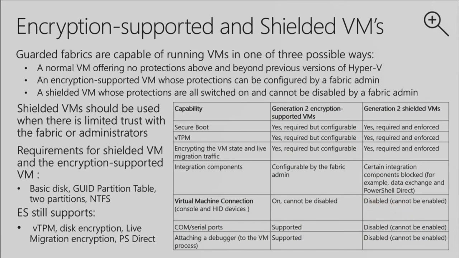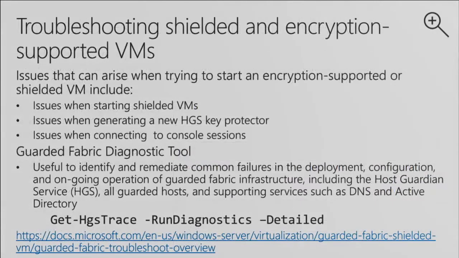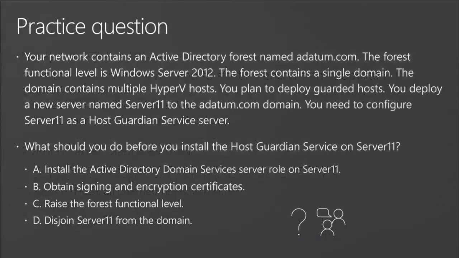Okay. So, good. Next topic: troubleshooting shielded and encryption-supported VMs. We have some specific topics, like how to make some diagnostics when there are failures in the implementation of the host guardian service, and we have some tools in PowerShell you can use in order to check the status, to access some reports and so on. Okay, just a practice question right now.